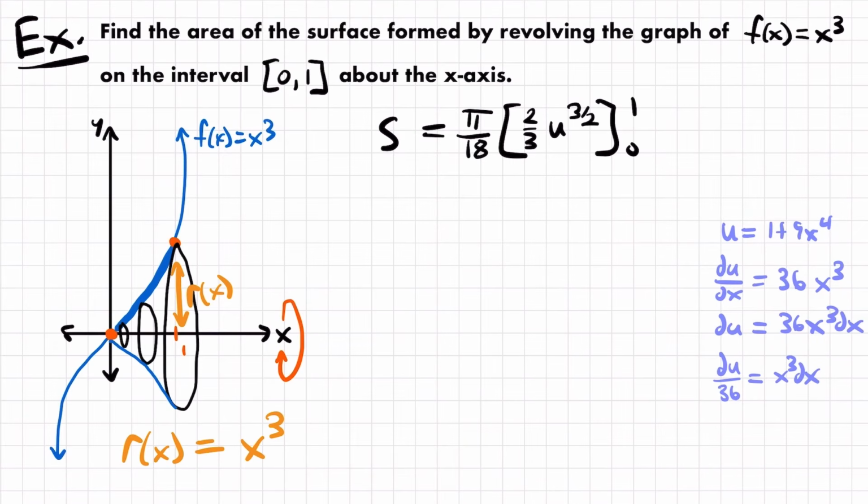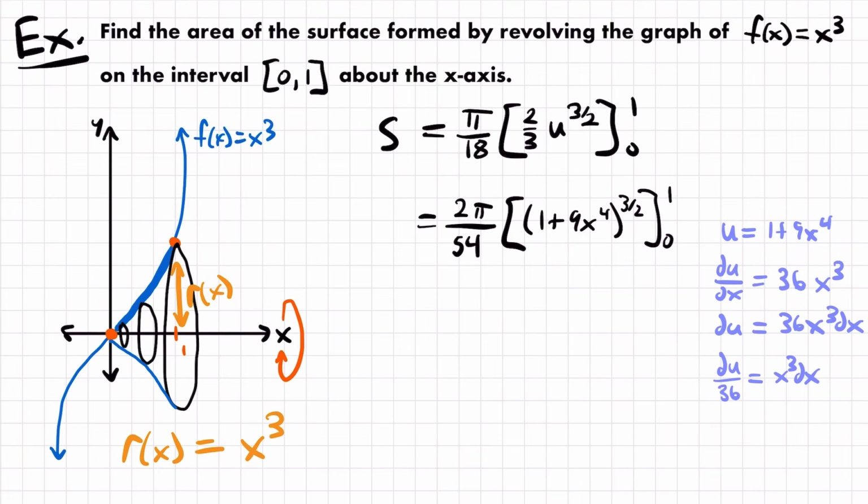I'm just going to substitute back for u. And so what we'll have here is that this is equal to 2 pi divided by 18 times 3, which is 54, times 1 plus 9x to the fourth power to the 3/2 power, evaluated from 0 to 1. All right, so we pulled this 2/3 out, multiplied it by pi divided by 18, and then we replaced u with what we set it equal to, 1 plus 9x to the fourth power.